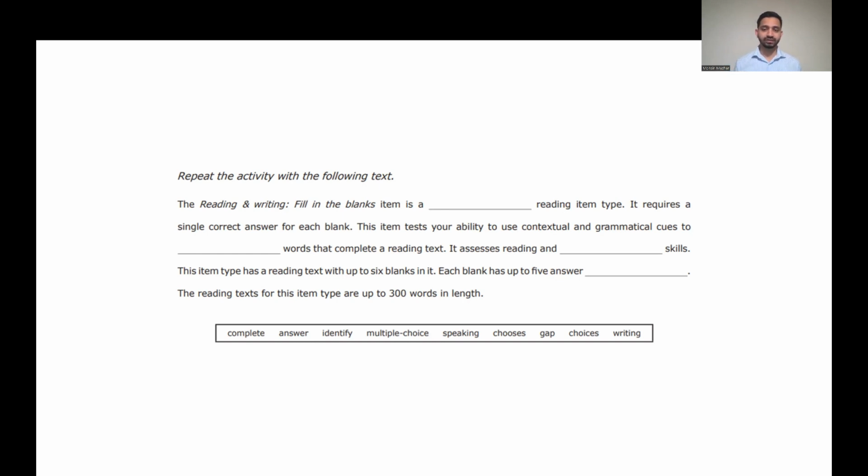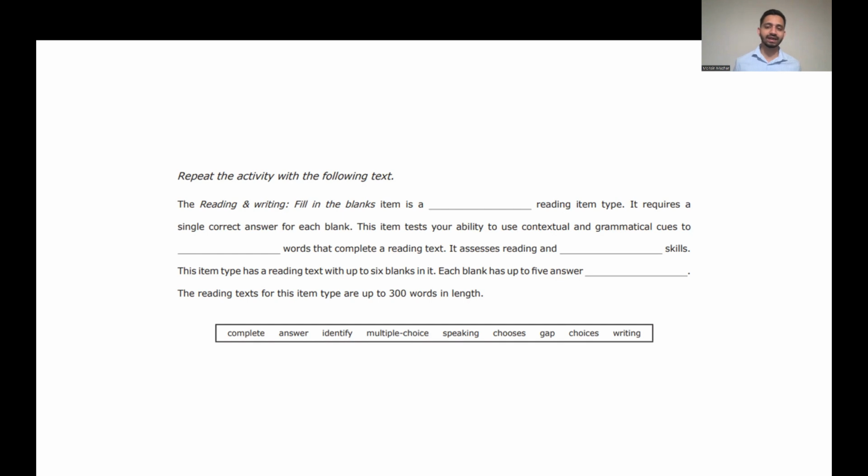So if you think about it here, it requires a single correct answer for each blank. The item tests your ability to use contextual and grammatical cues to identify words that complete a reading text. Chooses cannot be, because we're using to, so we have to use the infinitive, the base form. We can't really use the singular verb form. You should know that by now. So yeah, identify, right? You're going to identify words that complete a reading text.